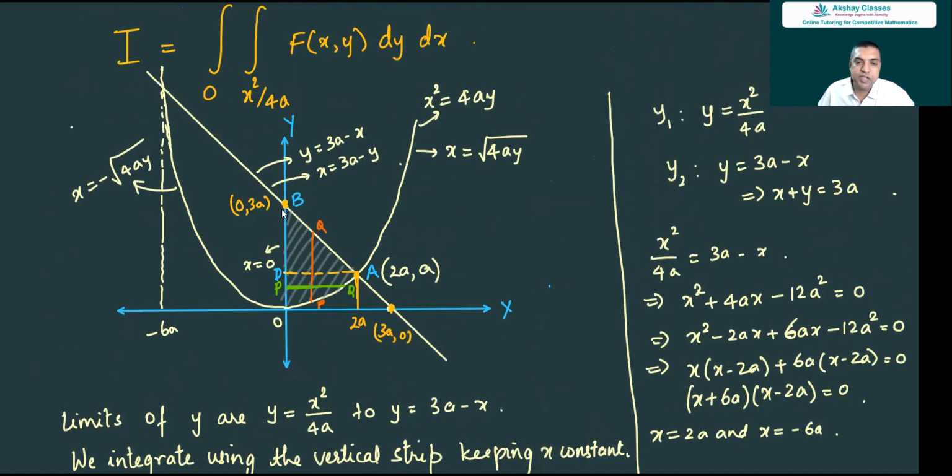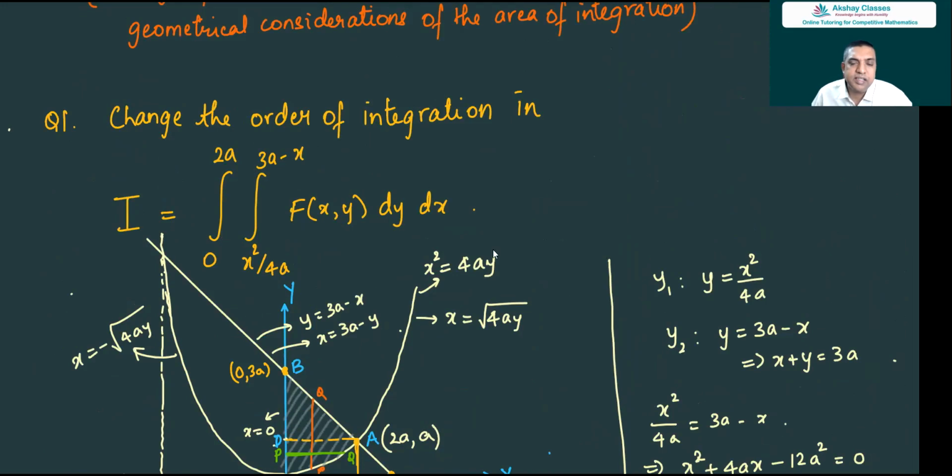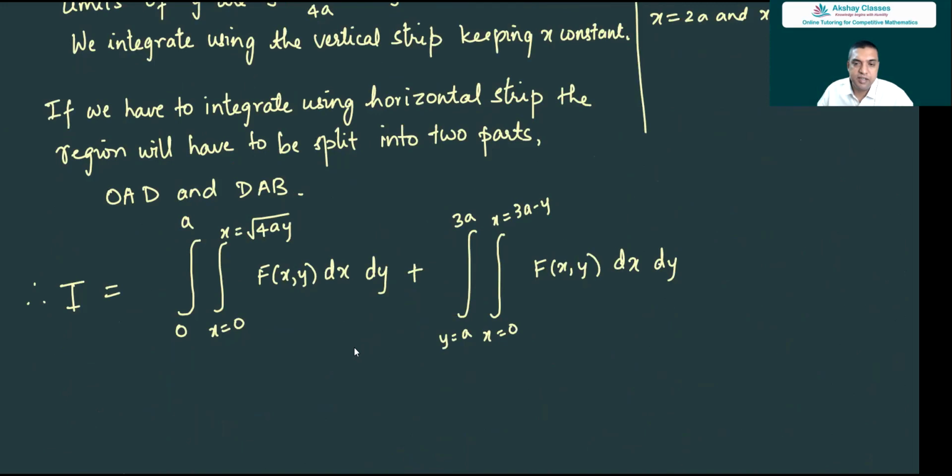Because this is 0 to 3a. This is a to 3a. 0, d is 0 comma a. So from a to 3a. So although this integral was easy, a single integral, when we change the order of integration, it splits into two parts. So integral 0 to a, integral 0 to under root 4ay, f of xy dx dy, plus integral a to 3a, integral 0 to 3a minus y, f of xy dx dy.